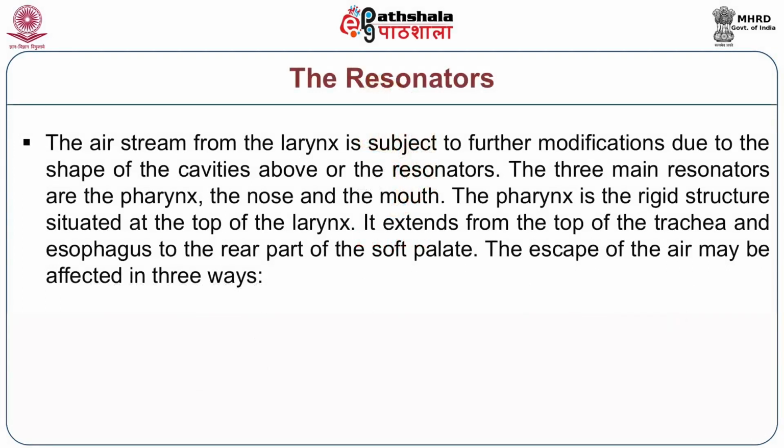Now let us move on to what are known as the resonators. The airstream from the larynx is subject to further modifications depending on the shape of the cavities or the resonators. The three main resonators are the pharynx, the nose, and the mouth. The pharynx is the rigid structure at the top of the larynx. It extends from the top of the trachea and the esophagus to the rear part of the soft palate.